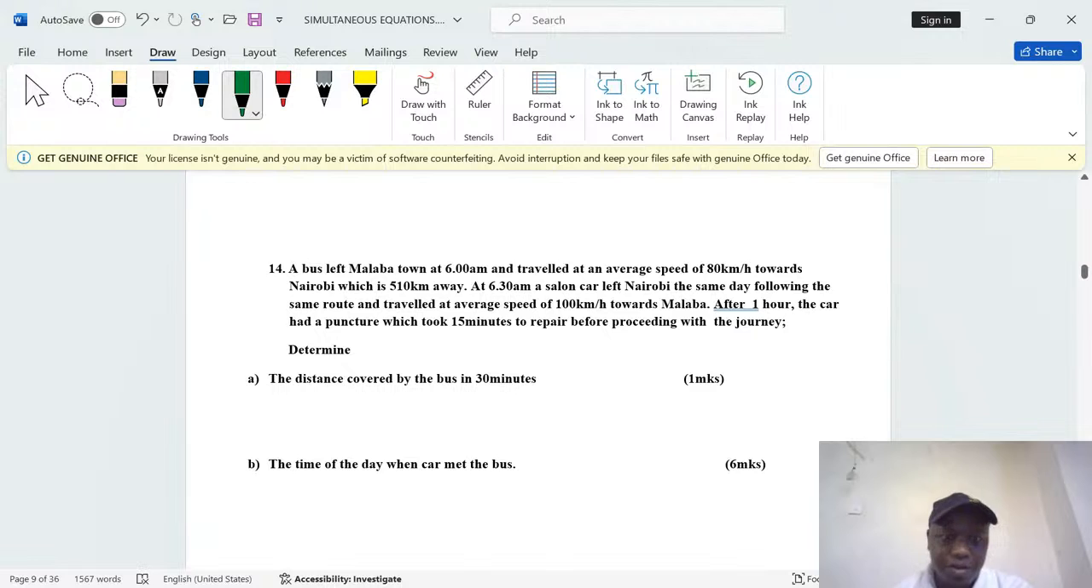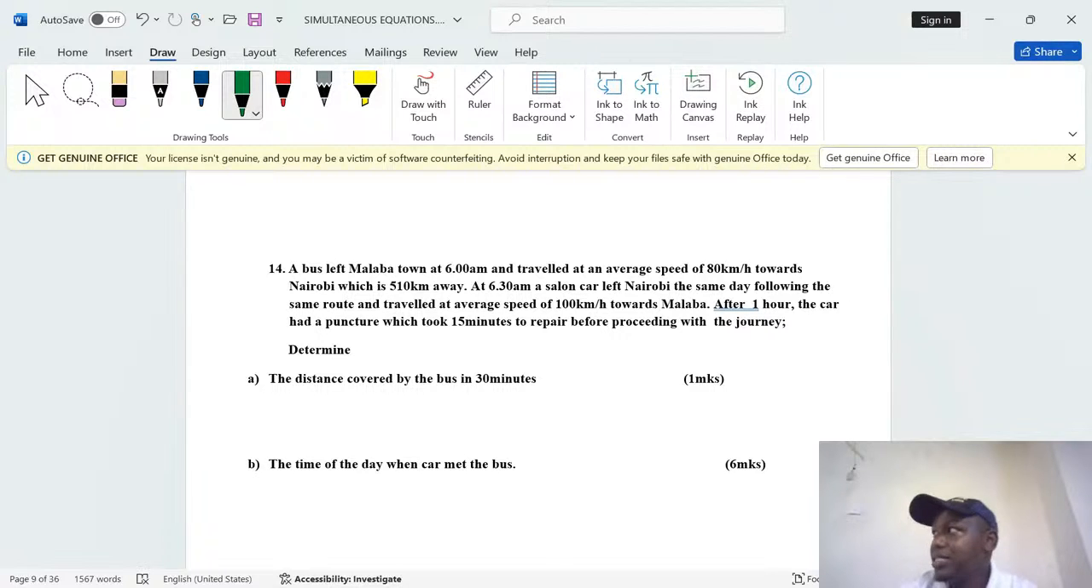Yeah, the last question. A bus left Malaba at 6 a.m. and traveled at an average speed of 80 kilometers per hour towards Nairobi, which is 510 kilometers away. At 6:30 a.m., a saloon car left Nairobi the same day following the same route and traveled at an average speed of 100 kilometers per hour towards Malaba. After 1 hour, the car had a puncture which took 15 minutes to repair before proceeding with the journey. Determine part 1, the distance covered by the bus in 30 minutes.